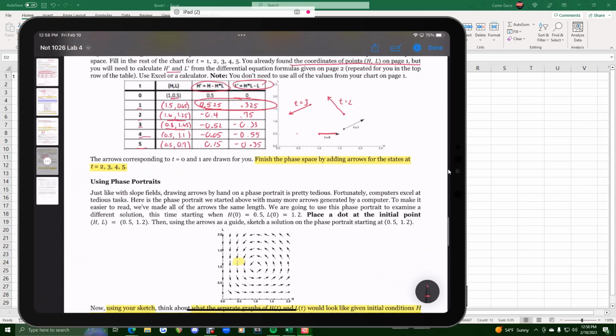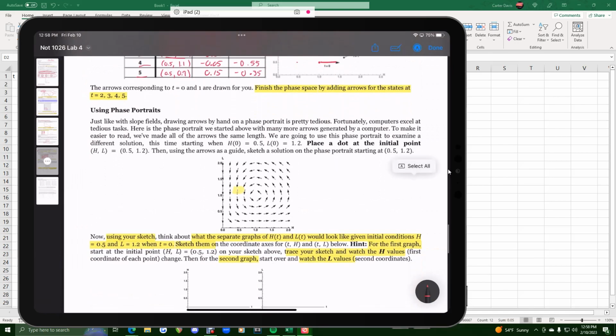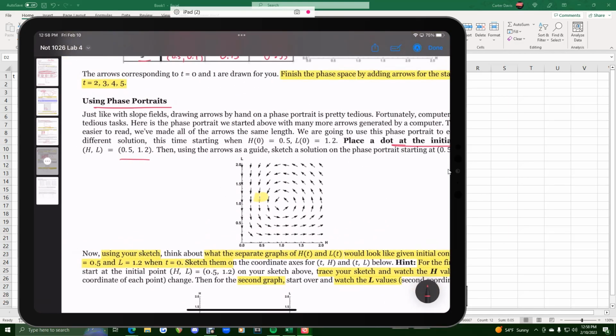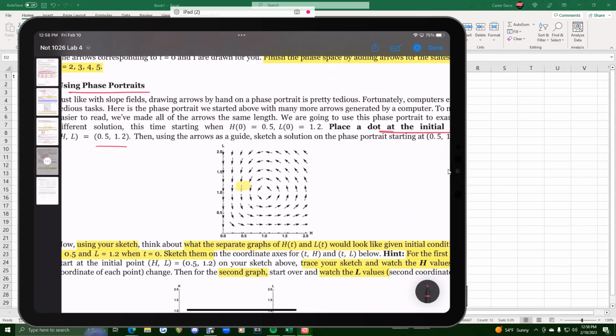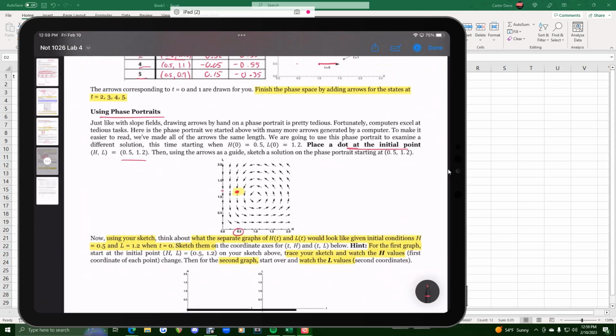All right, finish the phase space. Okay, using phase portraits, place a dot on the initial point. So 0.5 and 1.2, and I used my little highlighter originally to highlight that point. At 0.5 and about 1.2, we have a dot here, and then using the arrows as a guide, sketch a solution.